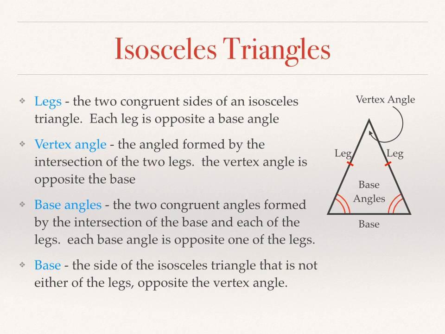So in an isosceles triangle, we have our definitions here, and remember, pause and take notes as you need to. The legs of the isosceles triangle are the two congruent sides of the triangle. The base is the third side that is different. The vertex angle is opposite the base. It is formed by the intersection of the two legs, and the two congruent base angles are formed each by an intersection of one leg and one base. Each base angle is opposite one of the legs.